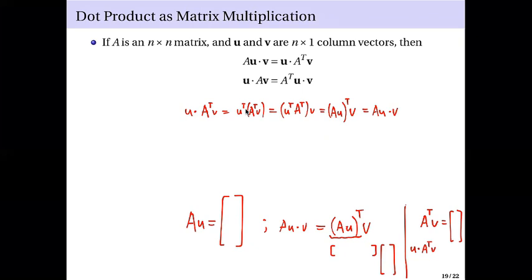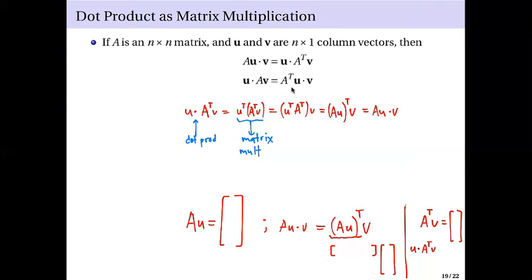So let me write that part. Here it is a dot product, whereas here it is matrix multiplication. Dot product here is vector dot vector. Here, matrix multiplication, the associativity property of matrix multiplication, the property of transpose, and then again the definition of the dot product for vectors. So this is a proof for this one.